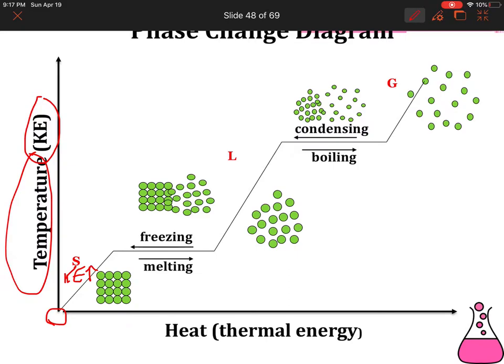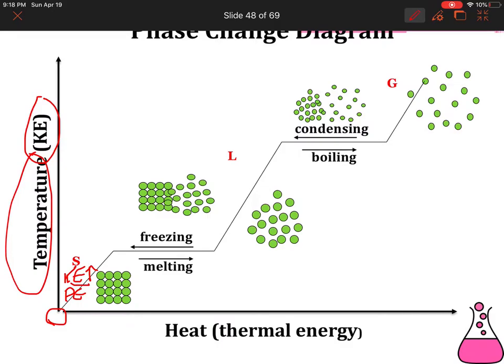I'm adding this thermal energy, and it's all being absorbed as kinetic energy. So that means my potential energy is remaining the same. And if I put a line over it, that just means it's remaining the same. So as I go up this first line right here, my kinetic energy is going up because my temperature is going up, but my potential is remaining the same.